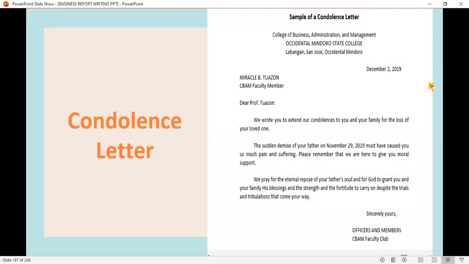An example of condolences letter. So, ayan. For Ma'am Miracle B. Tuason, is ibang faculty member. So, we wrote you to extend our condolences to you and to your family for the loss of your loved one. Sudden demise of your father. So, yun. You must have caused so much pain and suffering. Please remember that we are here to give you moral support. Ayan. It is from officers and members of Sibam Faculty Club.